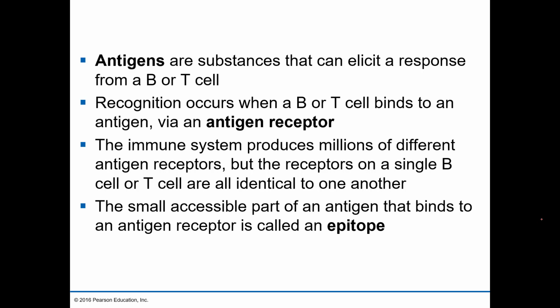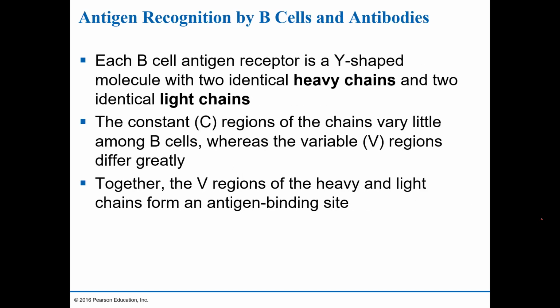So recognition occurs when a B or T cell binds to an antigen. An antigen receptor is sticking out of these cells, right? It binds to the antigen, and then recognition occurs. Now an immune response will start to happen. You get millions of different antigen receptors, but the receptors on a single B or T cell are all identical to one another. A small accessible part of the antigen that binds to the antigen receptor is called the epitope.